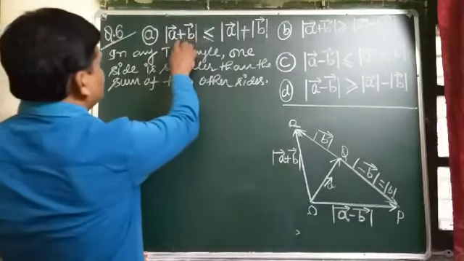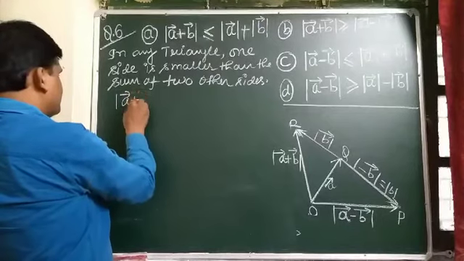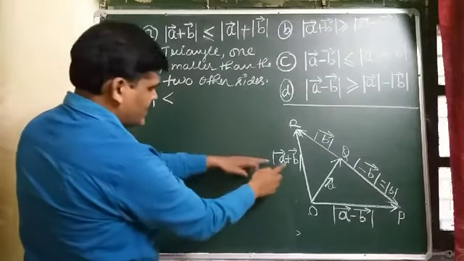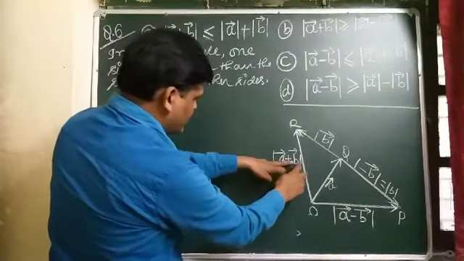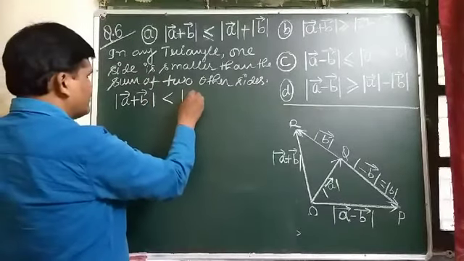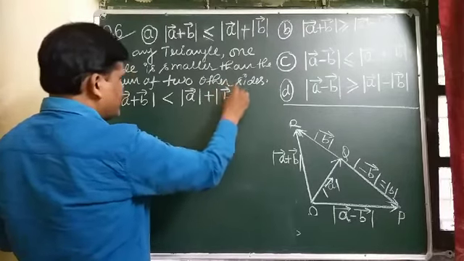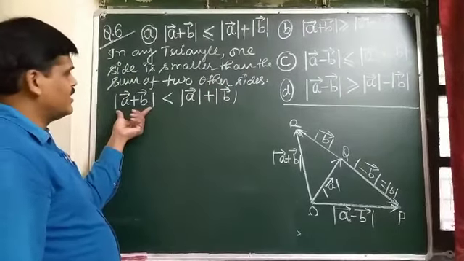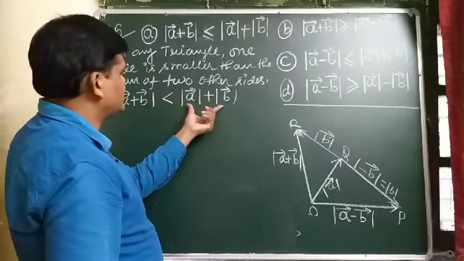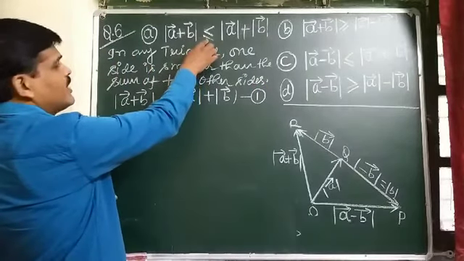So we have to first prove mod vector A plus vector B is less than mod vector A plus mod vector B: one side of a triangle is less than the sum of the other two sides, and this is the first part. Now we have to show the equality sign here.